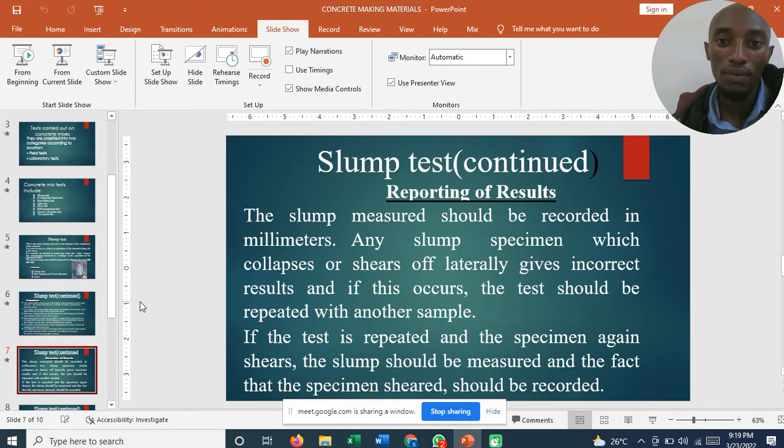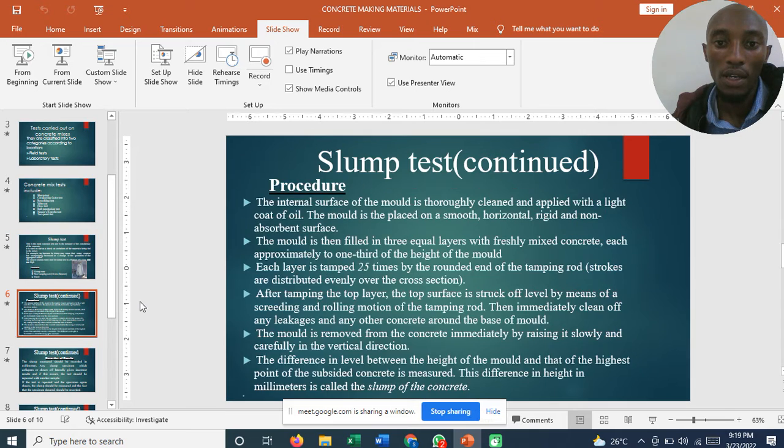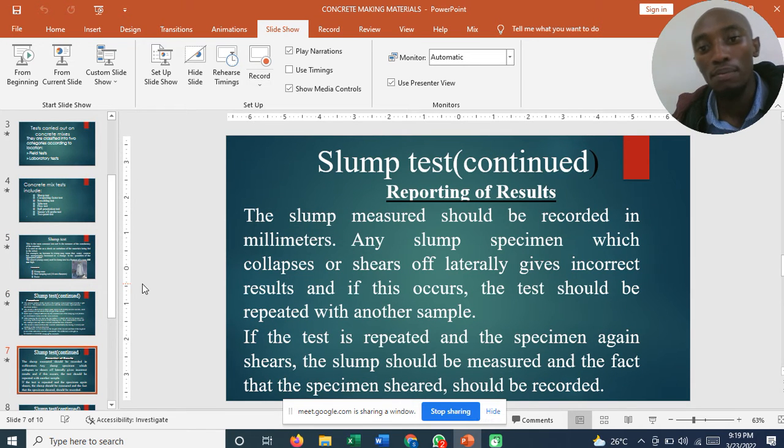Let us continue. The slump test reporting of results. The slump measured should be recorded in millimeters. Any slump specimen which collapses or shears off laterally gives incorrect results, and if this occurs, the test should be repeated with another sample. If the test is repeated and the specimen again shears, the slump should be measured and the fact that the specimen sheared should be recorded.